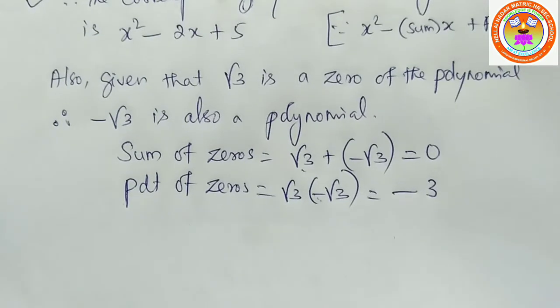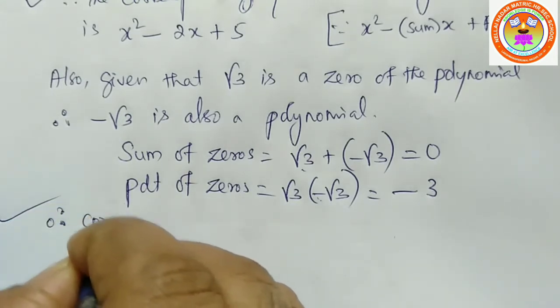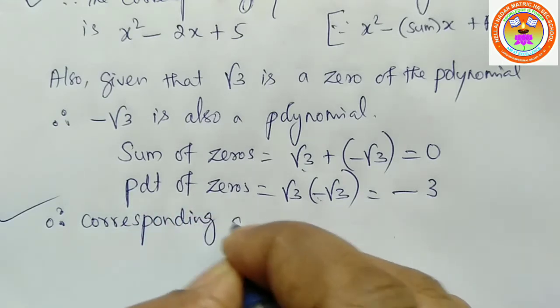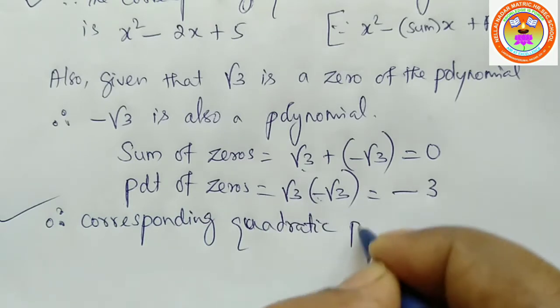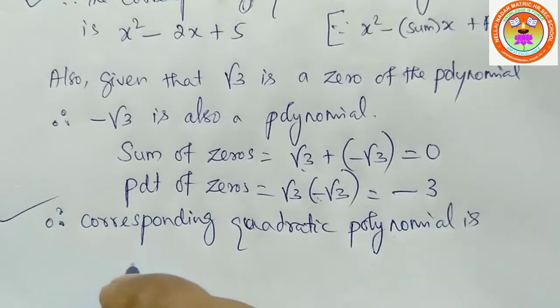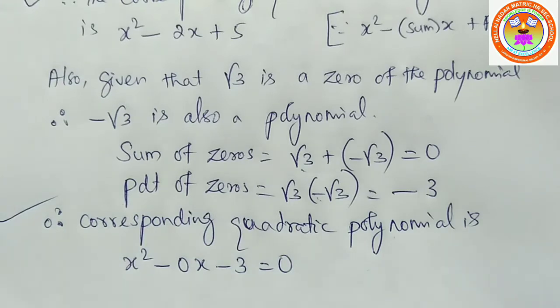Therefore, the corresponding quadratic polynomial is x square minus the sum of the zeros, that is 0 into x, plus the product, that is minus 3, which is equal to 0. So we got two quadratic polynomials, right?